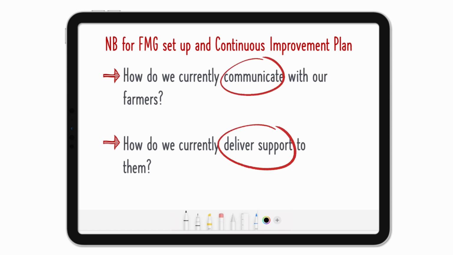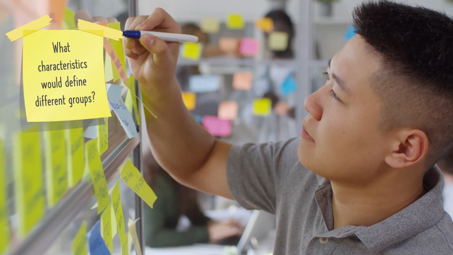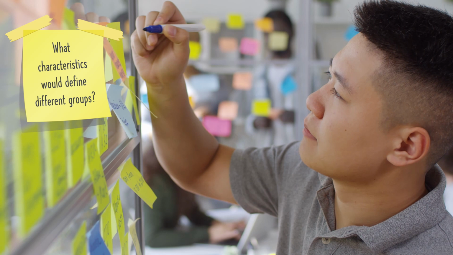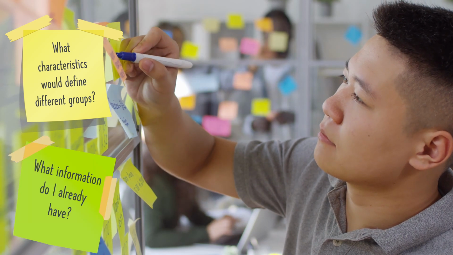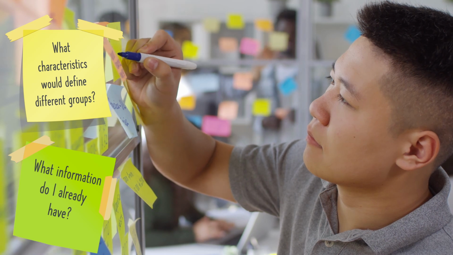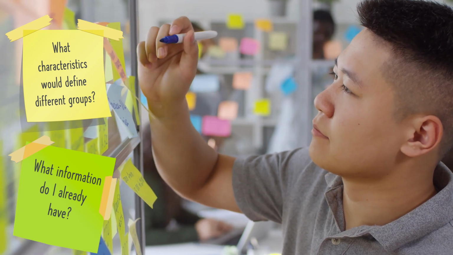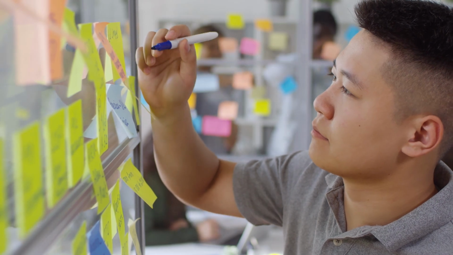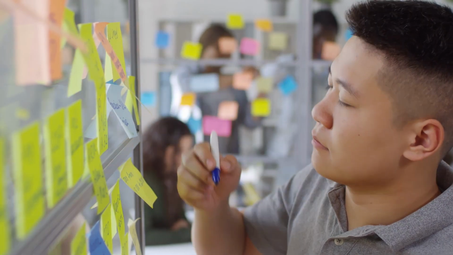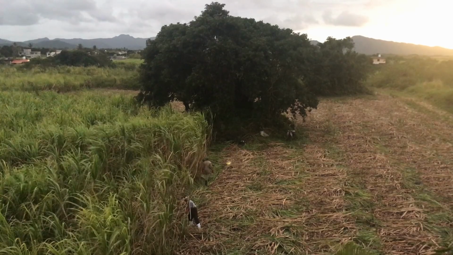So once I've asked myself that question, I'm going to look at my group of farmers and I'm going to consider what high-level characteristics might define different groups and what information I might already have. Remember, this is just the data gathering step. What it will turn into is a strategy for deploying the FSA with all of your farmers in a way that makes sense to them and to you and enables you to get the most out of your FSA.